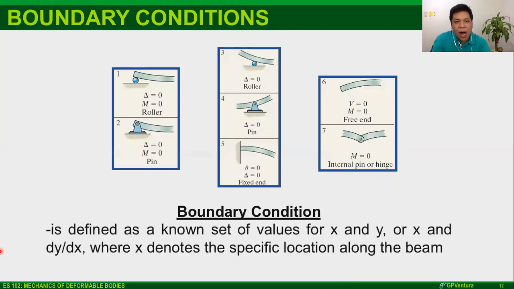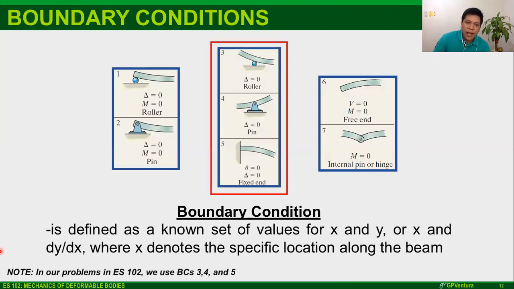Now, what is a boundary condition? A boundary condition is a known set of values, for which we know the location and the behavior. So in ES 102, since we are dealing with beams, what are the boundary conditions that we know? Makakatulong dito sa boundary conditions, ang tinitignan po natin ay ang support reactions. In ES 102, we actually concentrate in boundary conditions 3, 4, and 5. So, iikot at iikot lang yung problems natin dito.